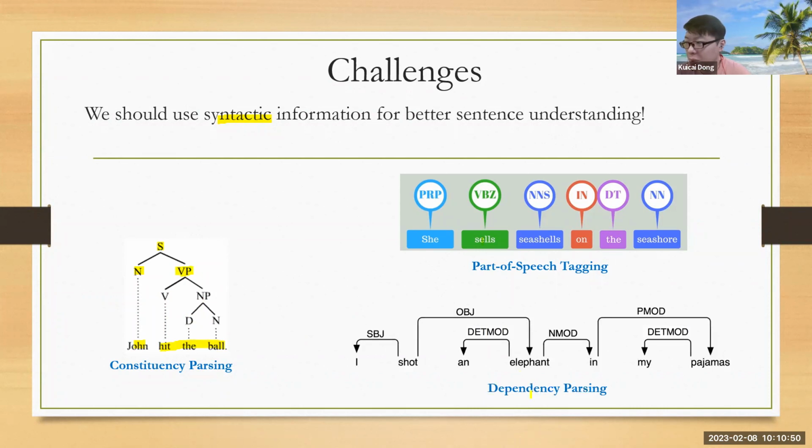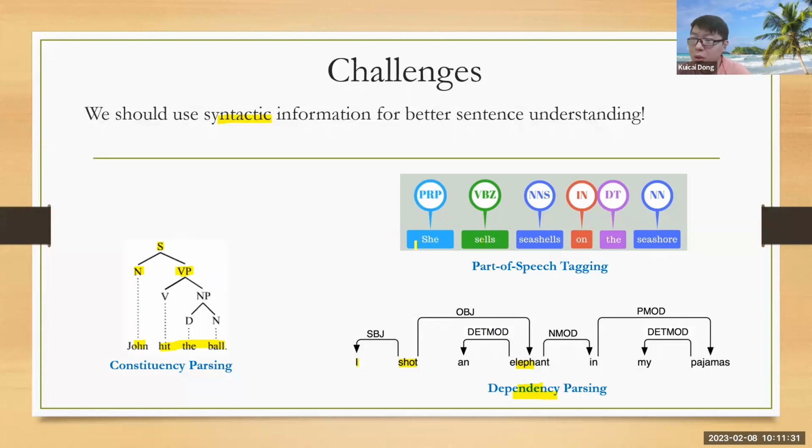Then the last part is dependency parsing. Constituency parsing gives the phrasal information, while dependency parsing gives word-to-word relations. For example, given this word shot, the subject of shot is I, and the object of this verb is elephant. So we can see it captures the word-to-word relation. This is called dependency parsing. These are three examples of useful syntactic information that can help the machine better understand the sentence.